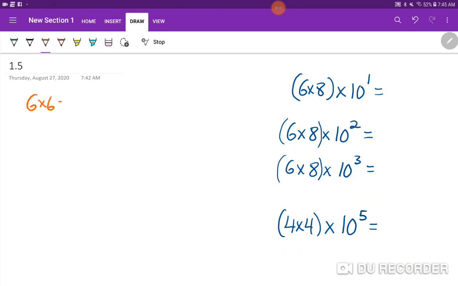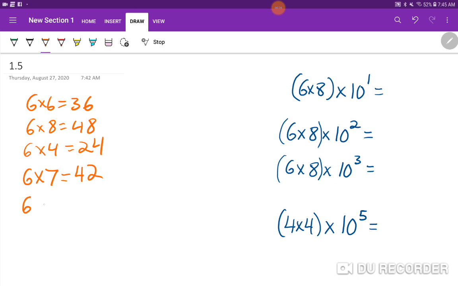6 times 6 is 36. 6 times 8 is 48. 6 times 4 is 24. 6 and 7 tied their shoe. When they got up, they were 42. 6 times... got stuck there. My bad. 7 times 7 is 49. Oh, I just knew that one, I'd be doing fine.